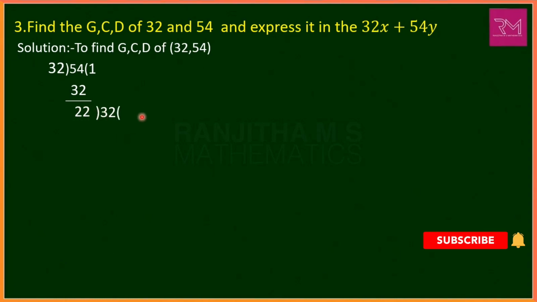You know that if we take the value as 2, 22 into 2 is 44, that is greater than 32. So we have to take the lesser value, that is 1. You know that 22 into 1 is 22. We subtract 22 from 32, we get a value of 10. So 10 is a remainder.